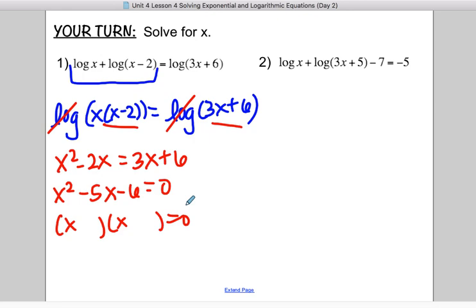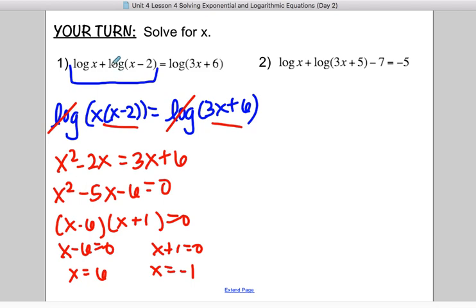Multiplies to negative 6, but adds to negative 5. So a common one would be negative 2 and negative 3. That would add to negative 5. However, that would multiply to a positive 6. So we got to do negative 6 and positive 1. Okay, so then I have x minus 6 equals 0. So x equals 6. x plus 1 equals 0, so x equals negative 1.